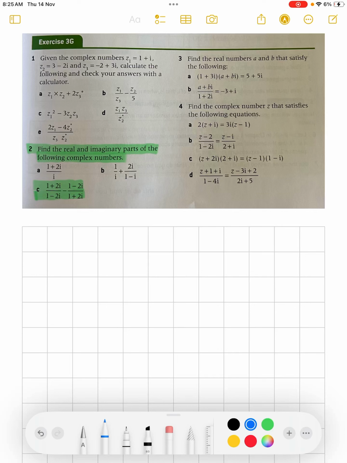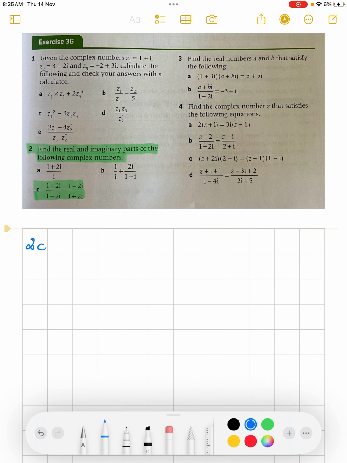Well, thank you for joining me on exercise 3G, and I'm looking at question 2C. Find the real and imaginary parts of the following complex number, and it is 1 plus 2i over 1 minus 2i. Then subtract this fraction, which is 1 minus 2i over 1 plus 2i.